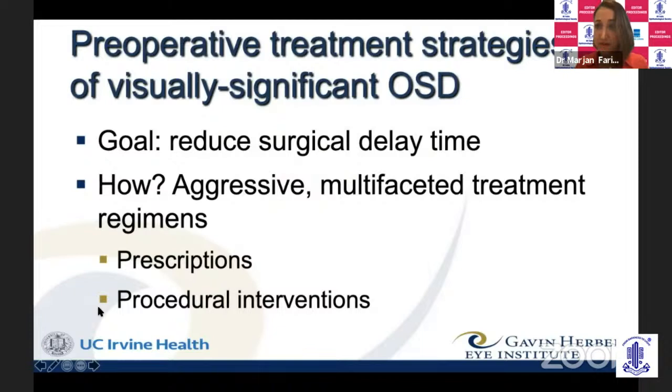We've now identified our patient as a significant ocular surface disease patient. How do we start the treatment? Where do we start? What do we start doing for these patients? Really, our goal here is to reduce the surgical delay time. So I want to treat these patients aggressively, maybe with a multifaceted treatment regimen, so that we can get the tear film turned around quickly and get them back for repeat measurements and into surgery.